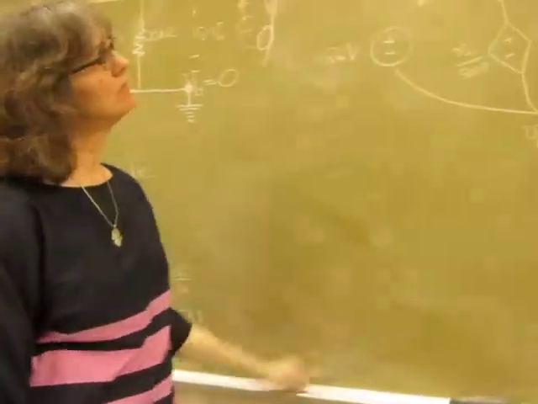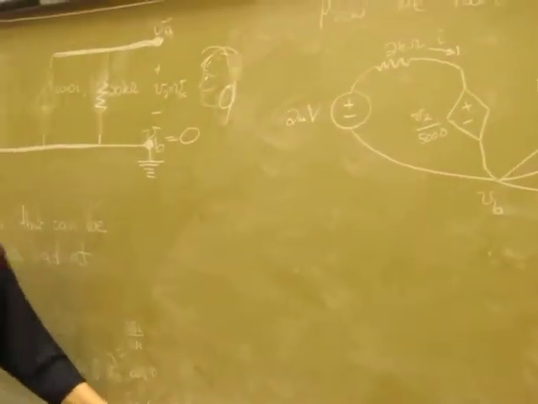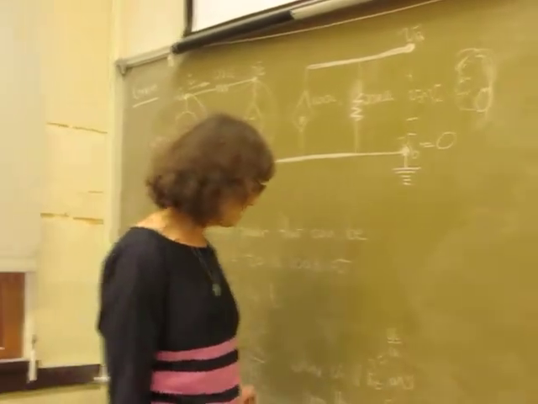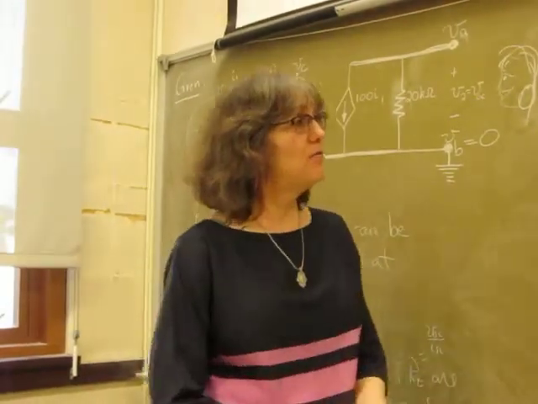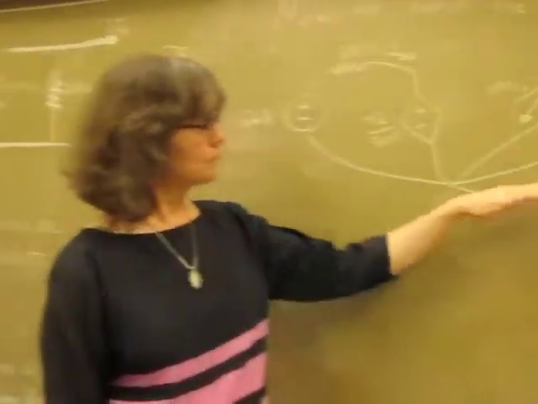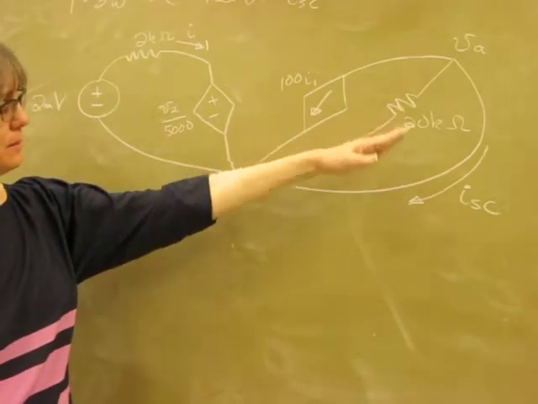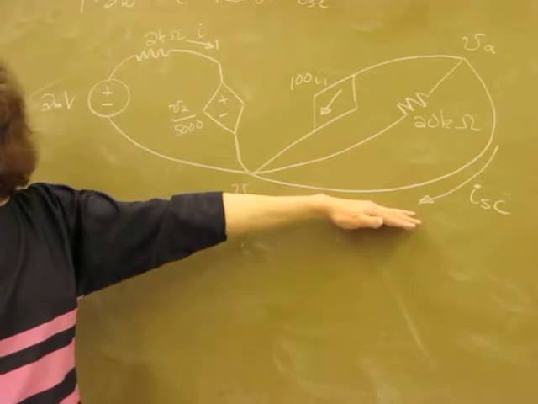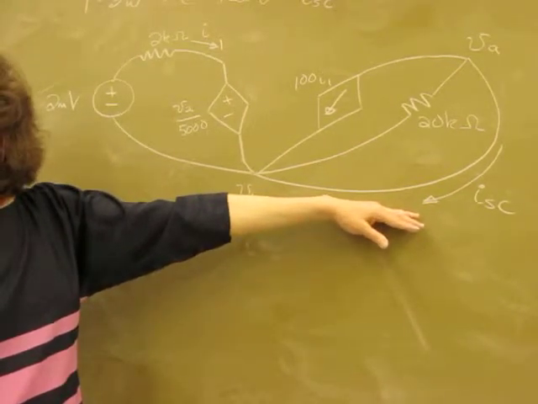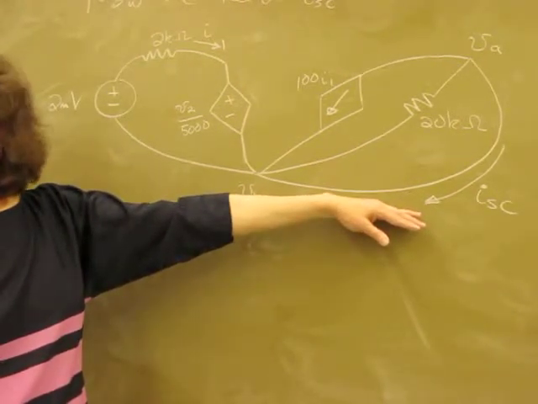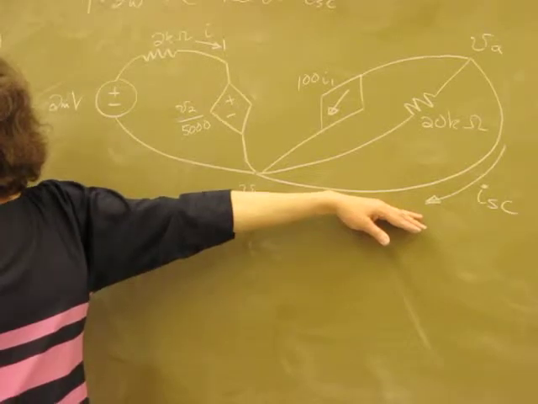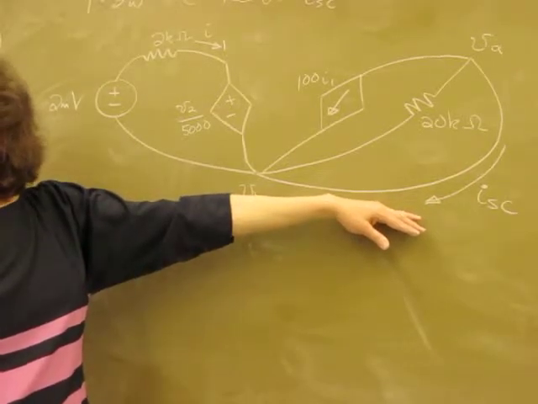Let's use mesh current analysis, because we used node voltage on the other one, so we might as well use mesh current on this one. Before I do that, though, I notice that I have a resistor in parallel with a short circuit. What happens in that case? What's the equivalent resistance? It's 0.